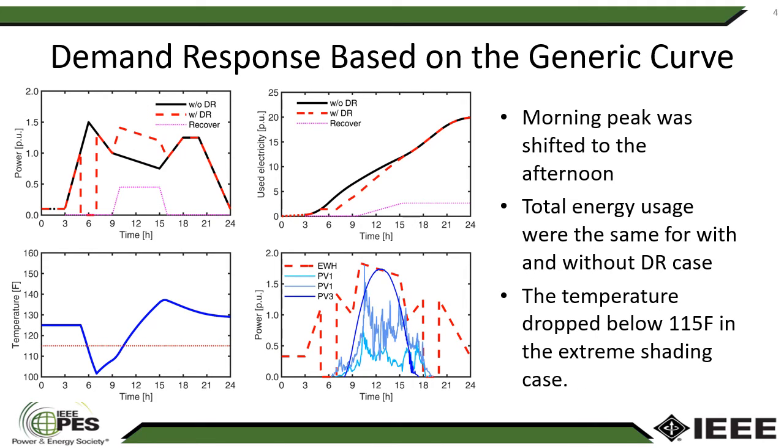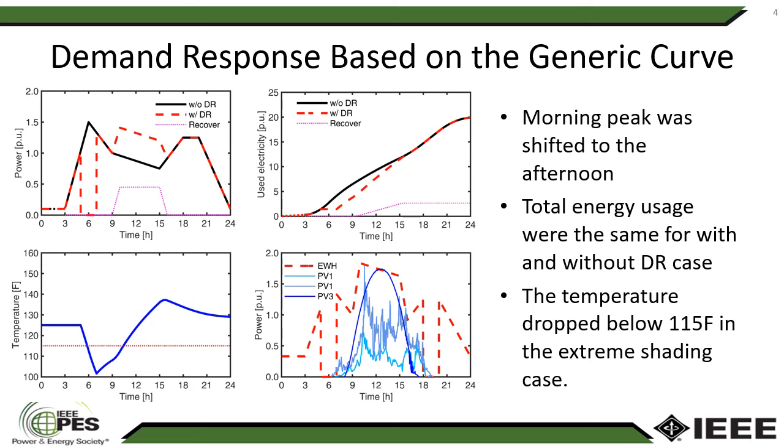A demand response study was carried out based on the generic load curve. On the curve shown on the top left, the morning peak at around 6 a.m. was shifted to the afternoon when the PV generation was supposed to be high.